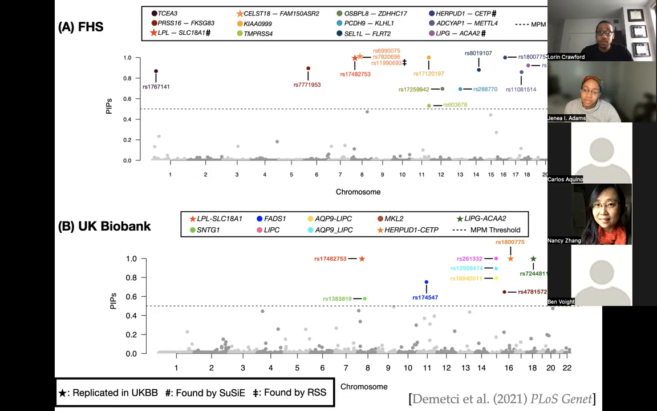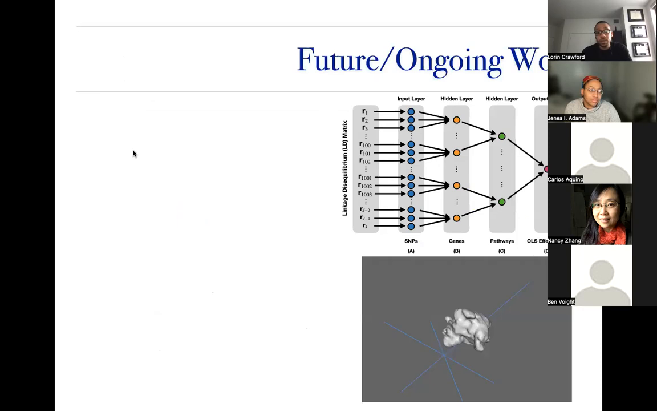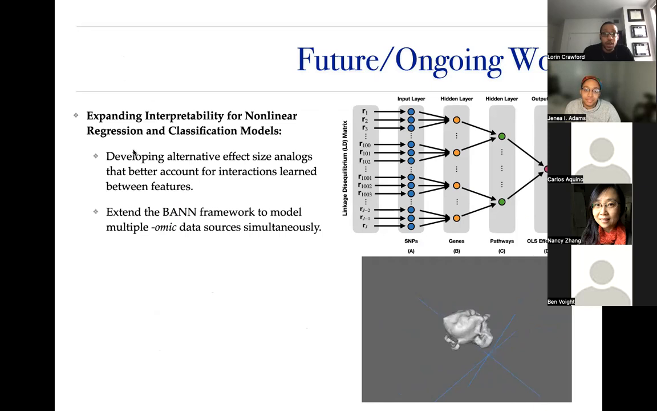So really quickly, I'll go over some stuff that's going on in my lab, and I'm happy to answer any questions. Some ongoing work for my group is further developing these effect size analogs to better take into account interactions between features for the GP idea. The other thing that we're doing is extending BANDS to multi-omic data sources. I think I was talking to Nancy about this earlier.